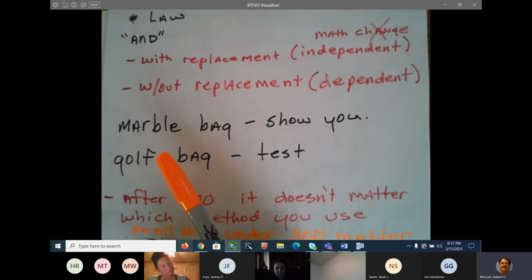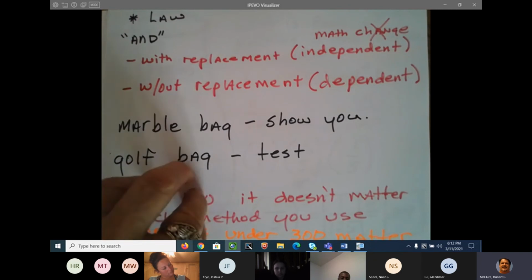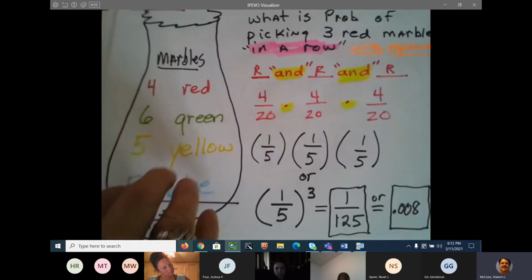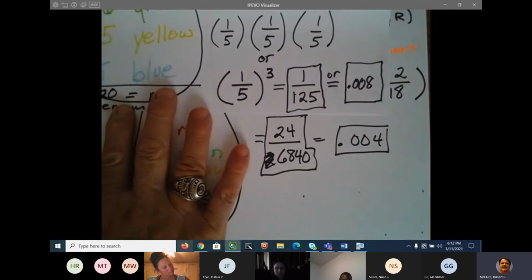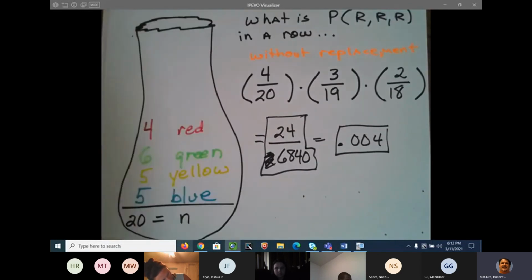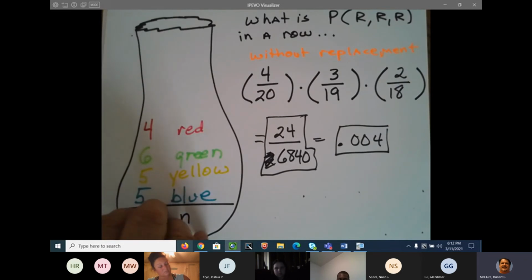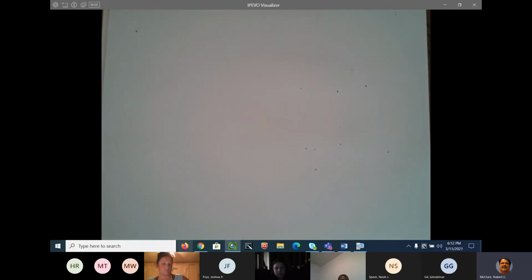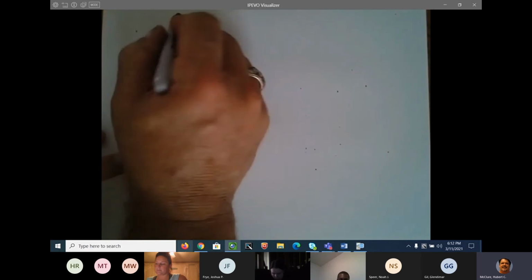And the 2 type questions you're going to see the most of in my class is the marble bag and the golf bag. After 300, when the numbers are above 300, it doesn't matter which method you use. So if you have small numbers like the one we're doing right now, you're going to see a difference in your answers. So small numbers, you need to pay attention to the directions. Now, watch this. Draw one more marble bag.